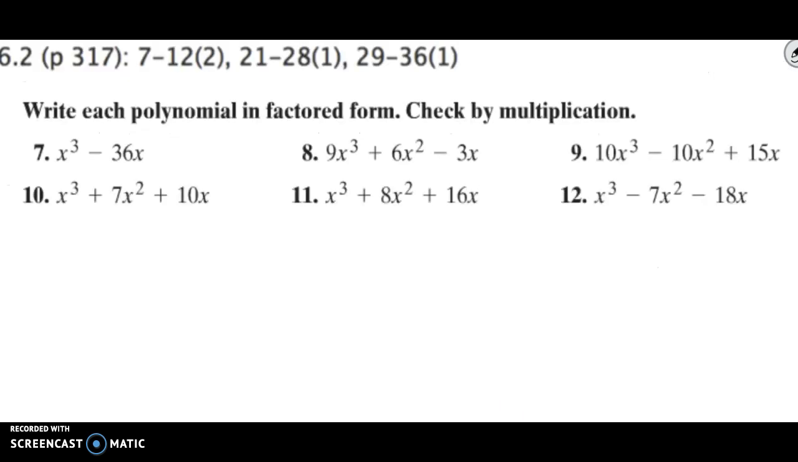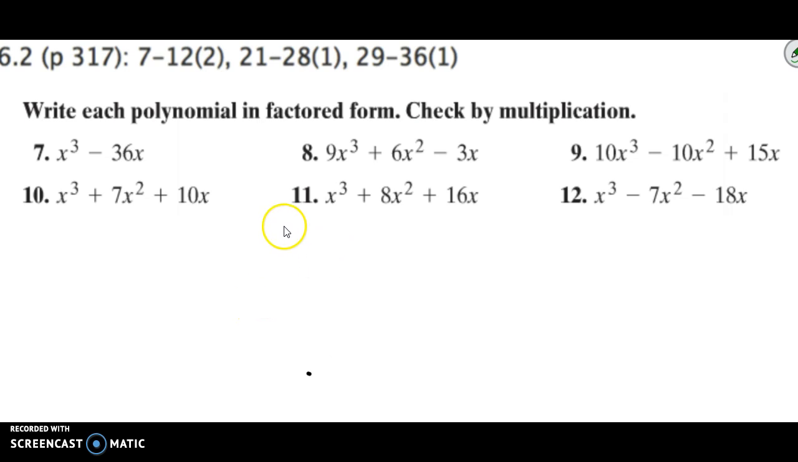There are a total of 4 questions that will be taken from 6.2. And the ones we are looking at, we have 2 from this 7 through 12 section. And we are going to write the polynomial in factored form. You do not need to check by multiplication, but it is a tool that you can use.